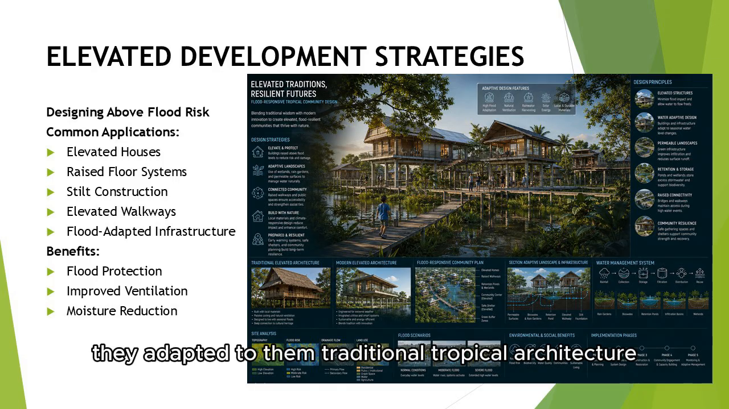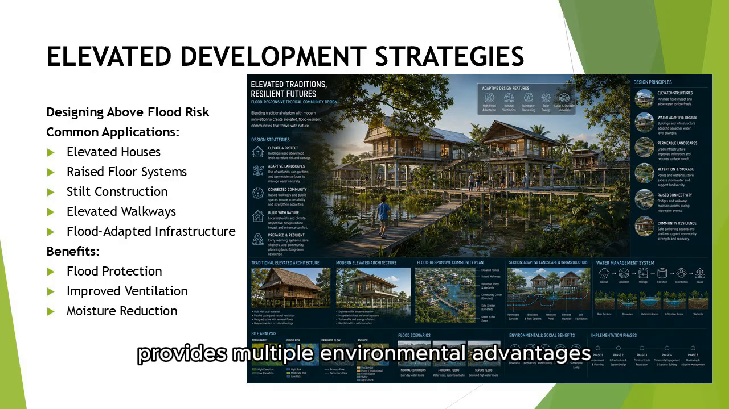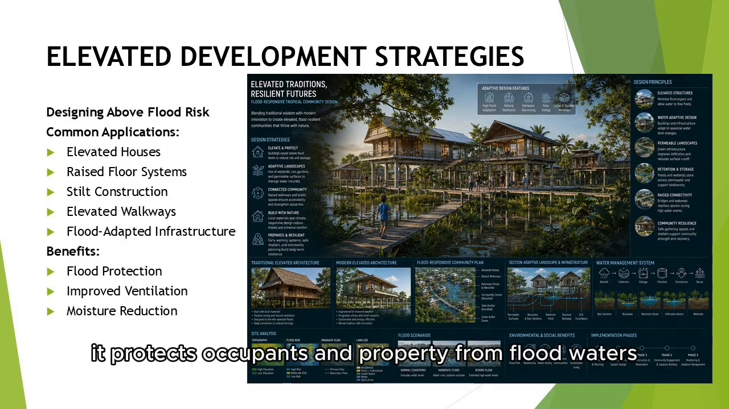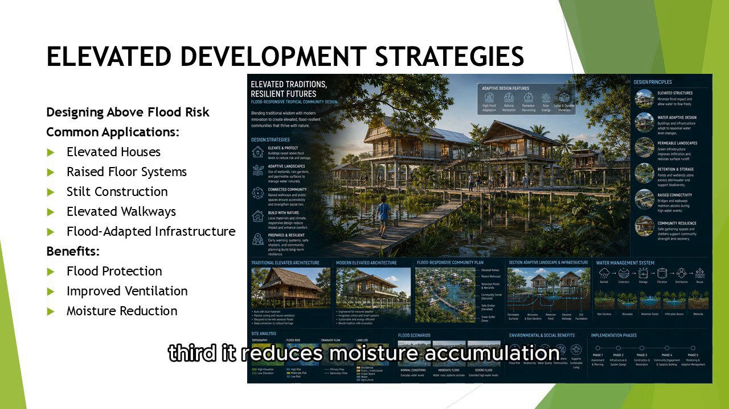Traditional tropical architecture such as the Philippine Bahay Kubo demonstrates these principles clearly. The elevated floor system provides multiple environmental advantages. First, it protects occupants and property from floodwaters. Second, it improves ventilation beneath the structure. Third, it reduces moisture accumulation and improves durability. And fourth, it creates thermal separation from ground heat.